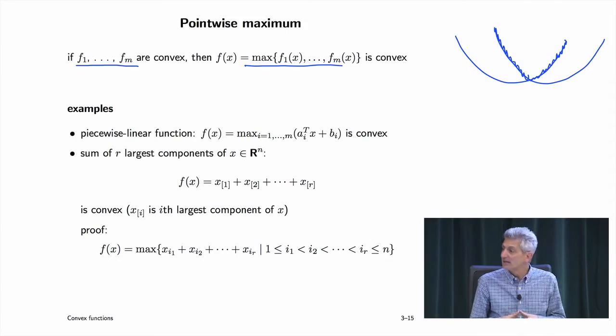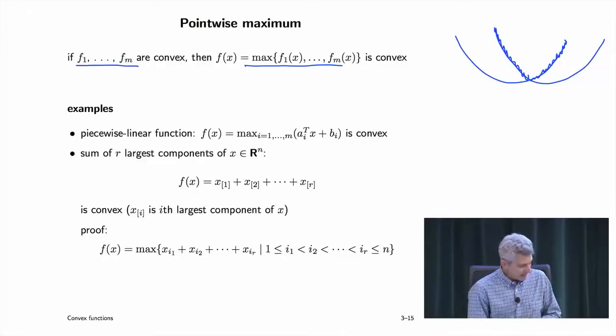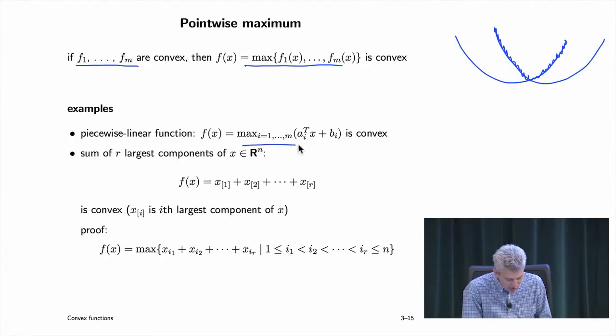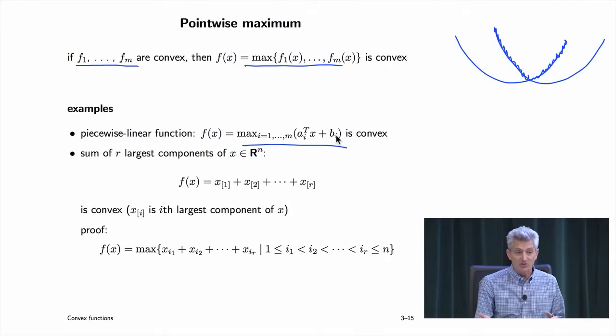So again, this will become clear, but this is kind of your first hint that this is not going to be like a calculus class. So here are some quick examples. Piecewise linear functions. If I have a bunch of affine functions, then the maximum of them, that's convex immediately, right?